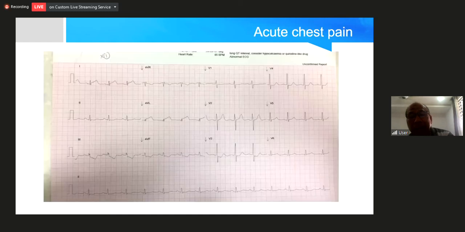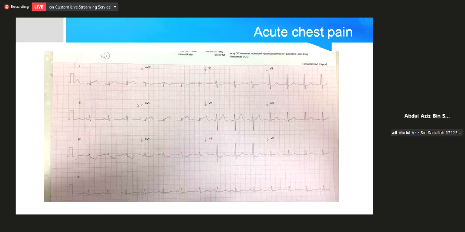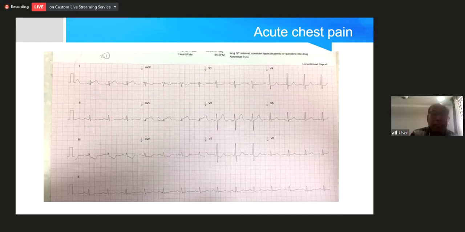Okay, next slide. Again, what do you see here? Acute chest pain. So then, one aVL, you can see one aVL elevation. Yes. So what sort of AMI here? Posterior. Yes. Okay, next slide.